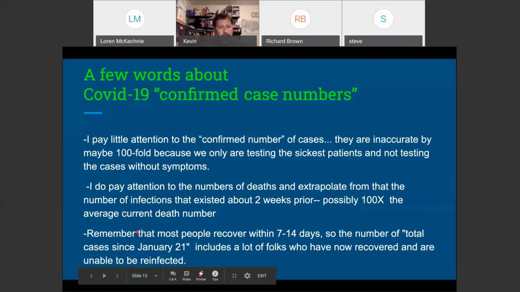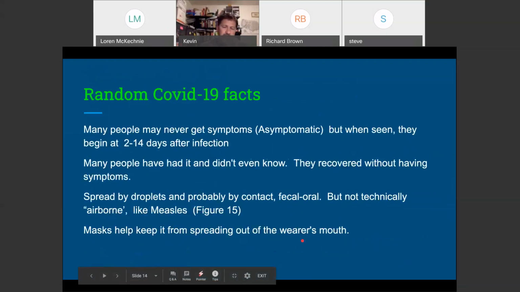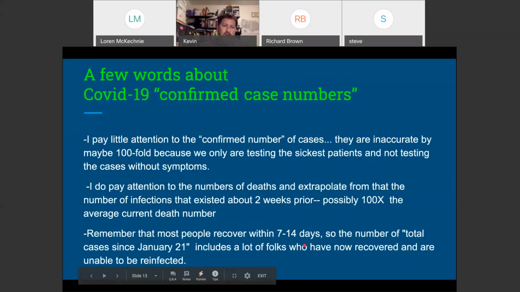I want you to take home and remember something. Even though we're talking about death, most people, the vast majority, will recover within 7 to 14 days. And one of these measures they keep saying is the total cases since January 21st. That's a lot of folks, and the numbers keep going higher, but it doesn't take into account the number of people who have actually recovered.